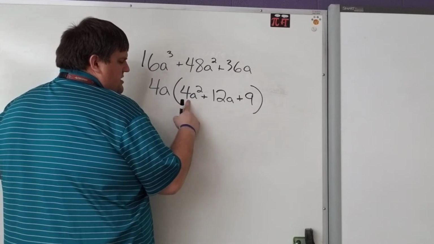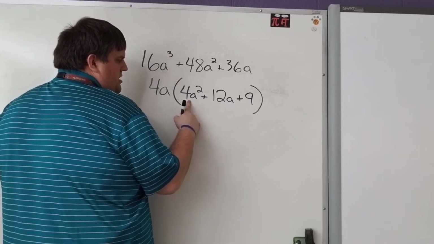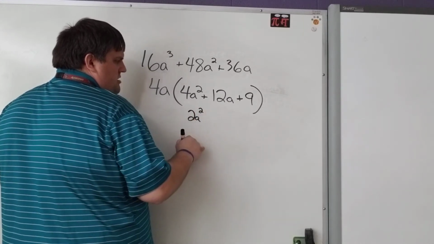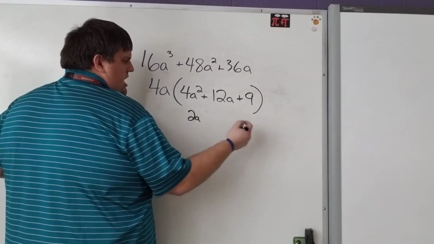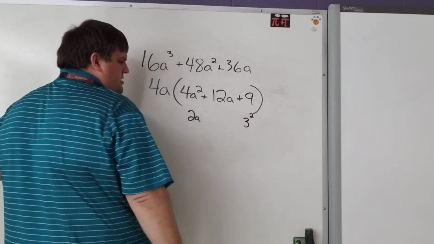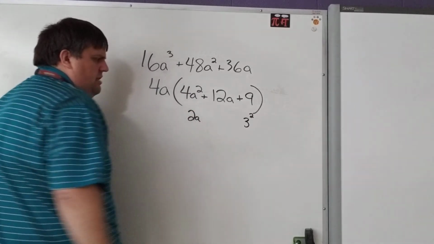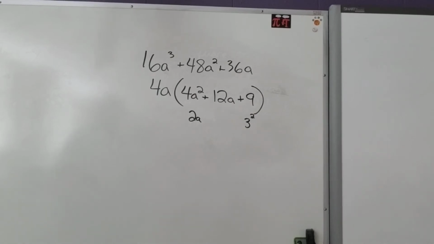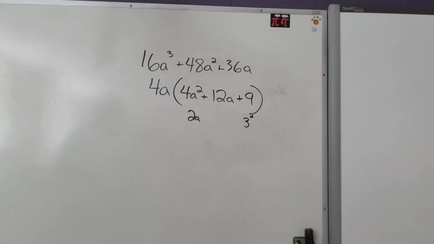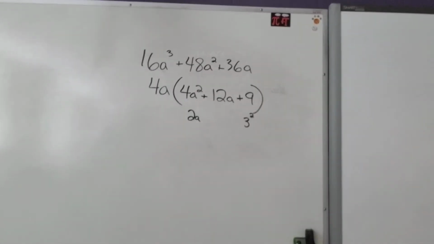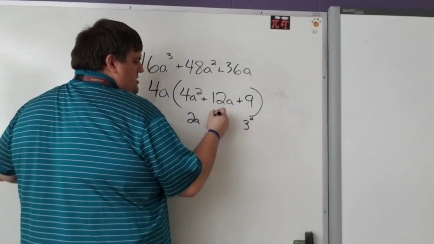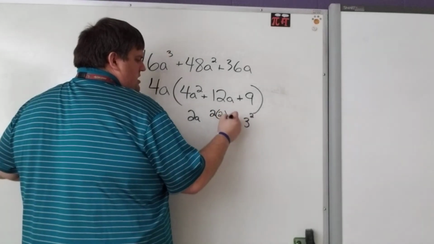So if this is, let's see, that'd be 2a, right? And this would be 3, squared, like so. We can see if that middle term is going to work out for us, or if it's not going to work out for us. So, let's see here. This would be 2 times 2a times 3.